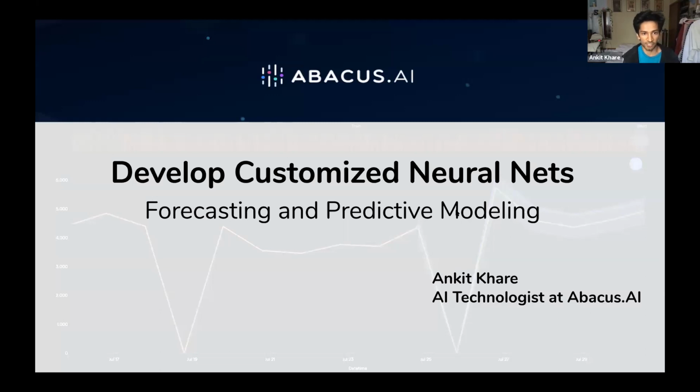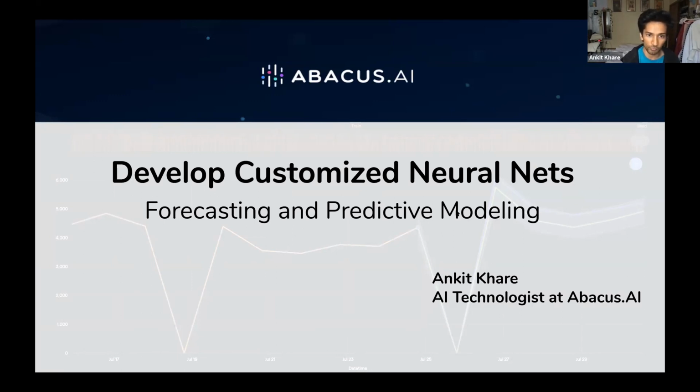Okay, so this is the title of this workshop, Developing Customized Neural Networks, Forecasting and Predictive Modeling. So forecasting and predictive modeling, these are the two use cases in the context of which we are going to demonstrate everything today. So there will be a live demo where we will take a data set, and then using that data set, we will train a model. Step by step, we will show you how to get predictions using that model. Okay, so now you are clear on why forecasting and predictive modeling.